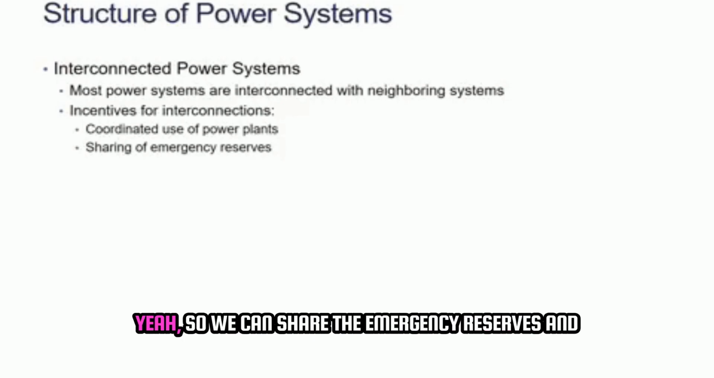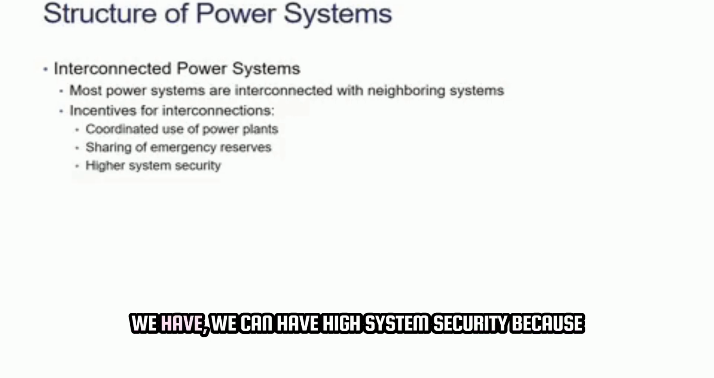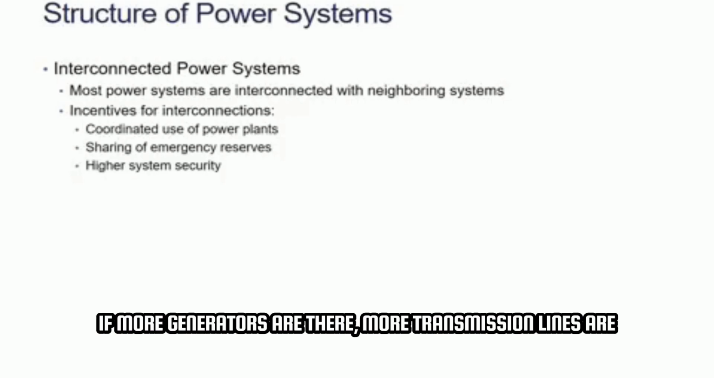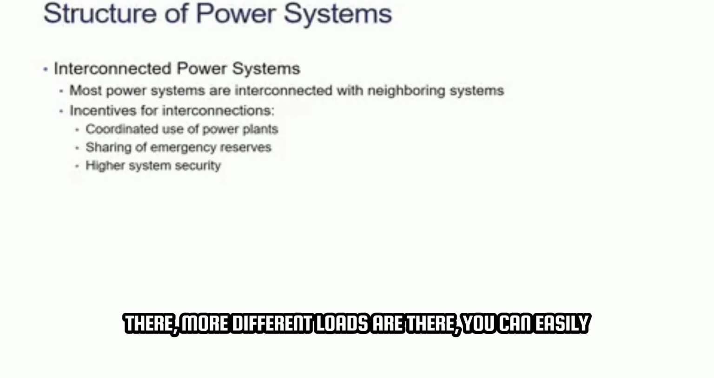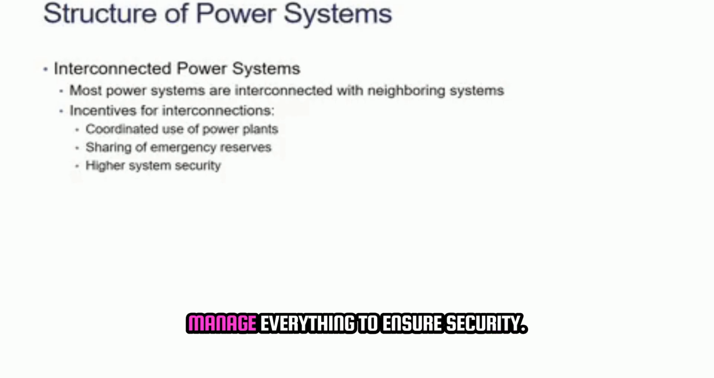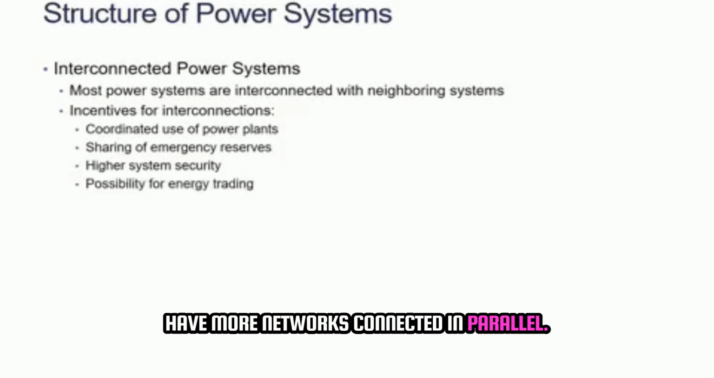Okay, sorry. So we can share the emergency reserves, and we can have high system security, because if more generators, more transmission lines, and more different loads are there, you can easily manage everything to ensure security. Especially the short circuit capacity of the lines also improves if you have more networks connected in parallel. Obviously, if more generators are there, you have the possibility of trading also.